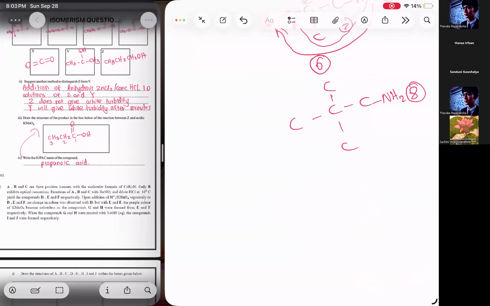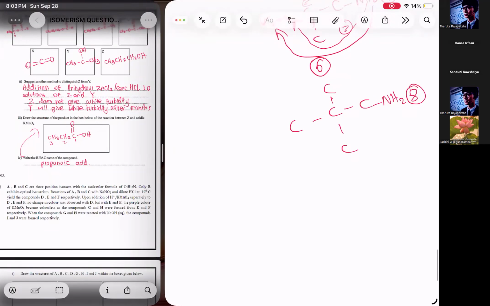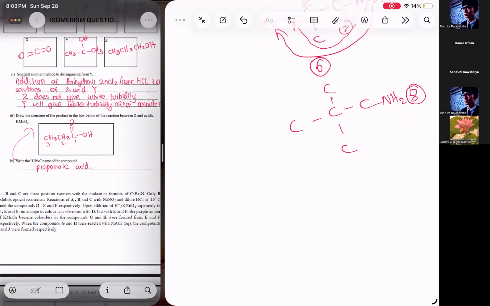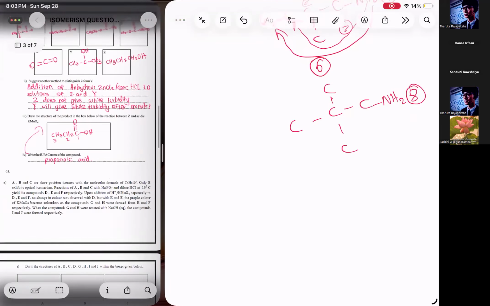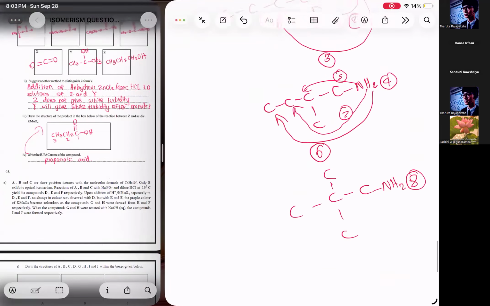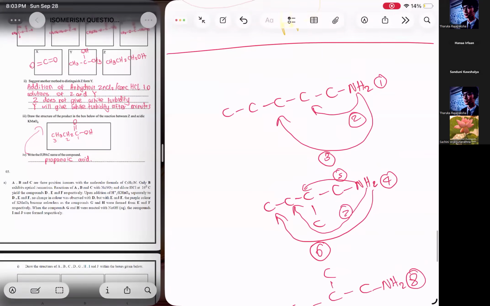Let's discuss the rest. So I have drawn the structures for this compound C5H13N. Only B exhibits optical isomerism, right? Let's now choose the optical isomers. In the exam, what I was telling is you can use highlighters, but don't bring tipex.